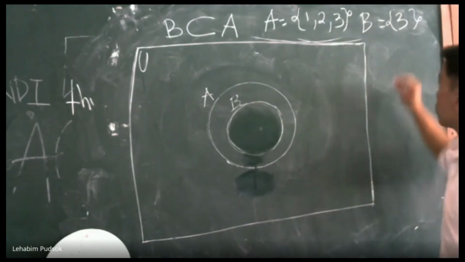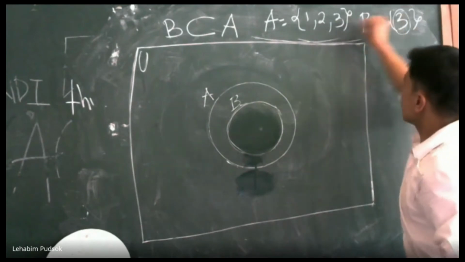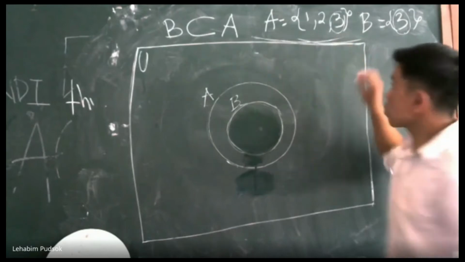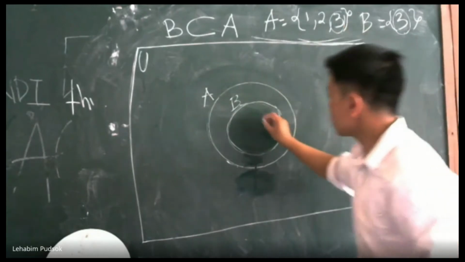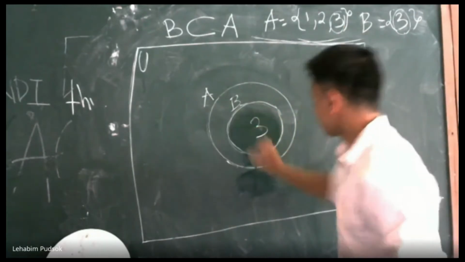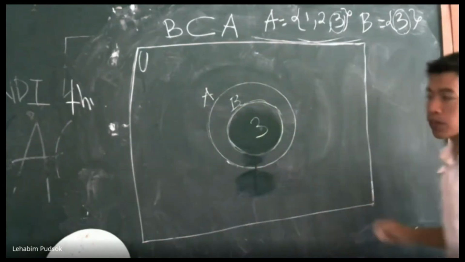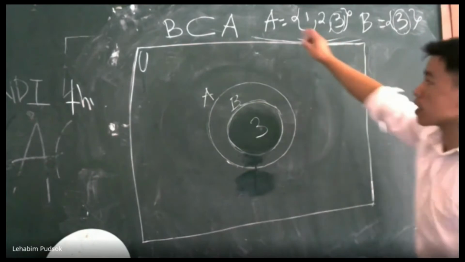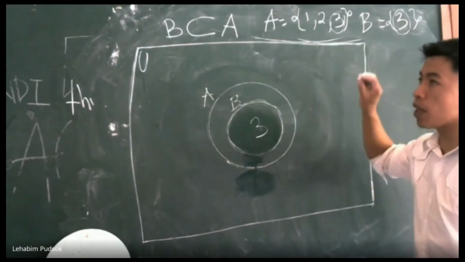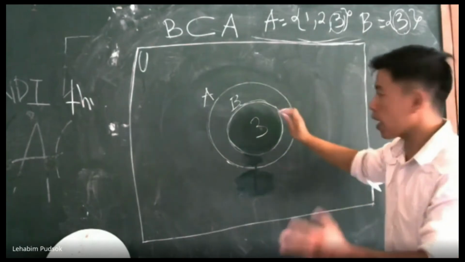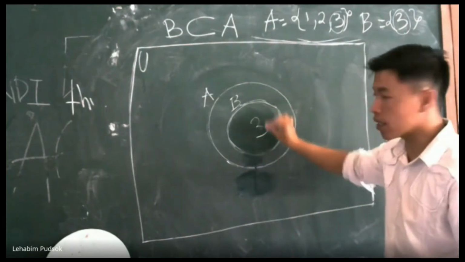Okay, so the common element: set B has 3, set A has 3. So this 3, you will put it here in set B only. And then we also have elements in set A that you cannot find in set B, so you will put them outside the circle of set B.